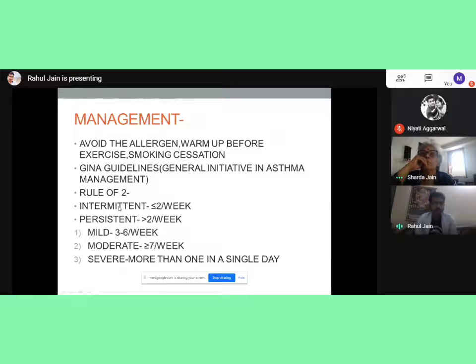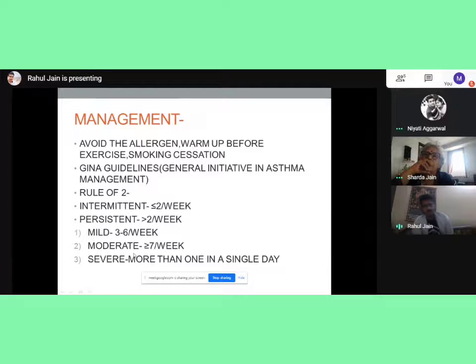If they have less than or equal to 2 episodes per week, I call it intermittent asthma. If they have more than 2 episodes in a week, I call it persistent asthma. Persistent asthma is also of 3 types: mild, moderate, and severe. In moderate type, I'm practically getting 1 attack every day, so more than or equal to 7 per week. Moderate asthma is 1 per day, and severe is more than 1 attack in a single day. Mild is less than 1 attack per day, less than 6 per week, but more than 3.